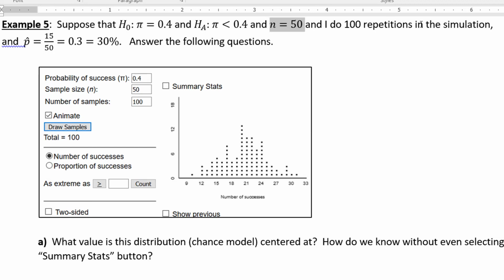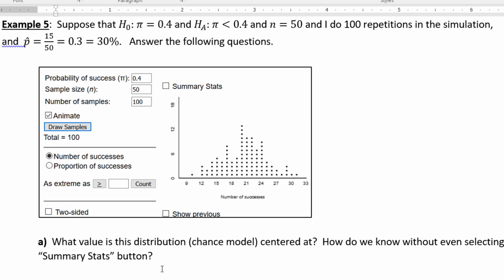I do 100 repetitions in a simulator, and it tells me my sample statistic is p hat equals 15 out of 50, which is 0.3. And I give you a picture here of the actual simulation that I did with the Rossmann chance applet. And there's going to be a series of questions that we're going to answer in relation to all of this.